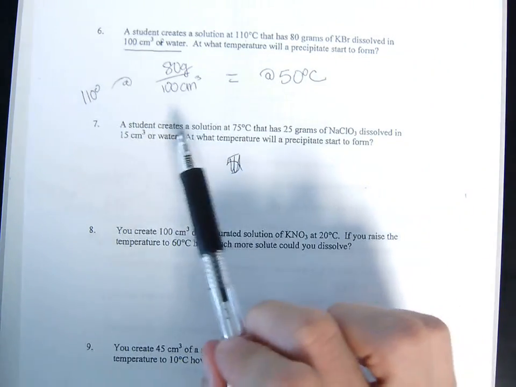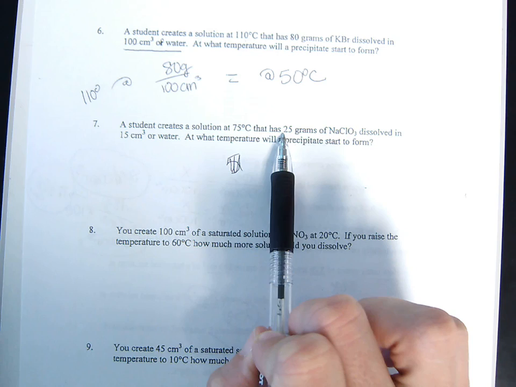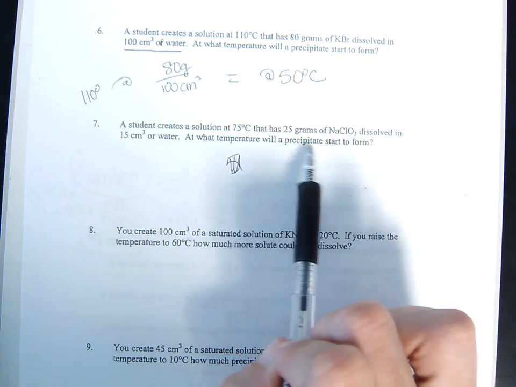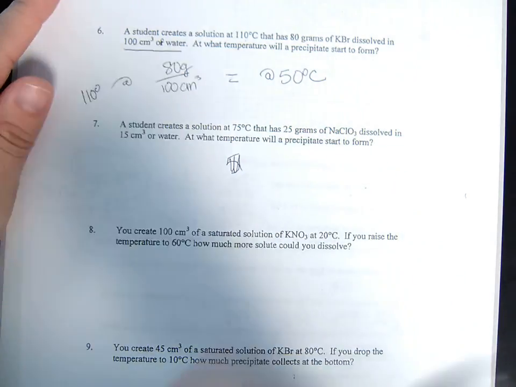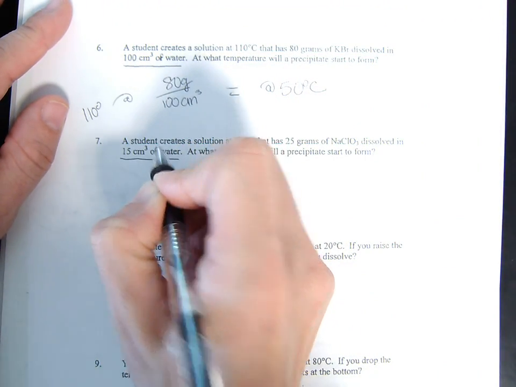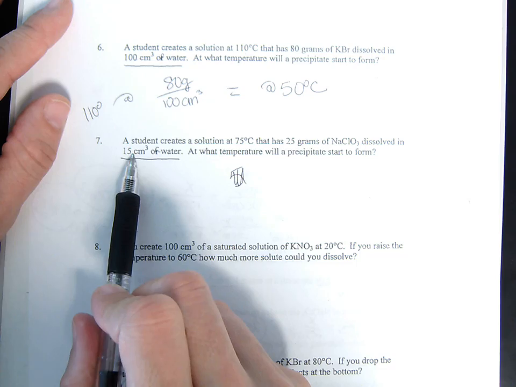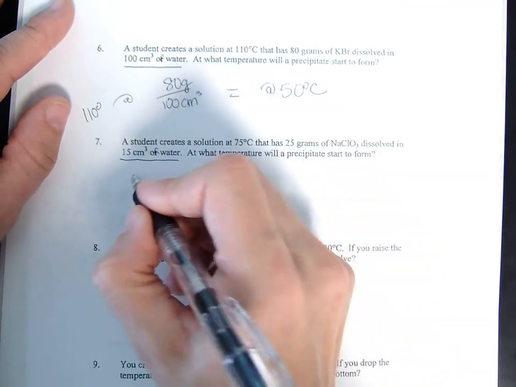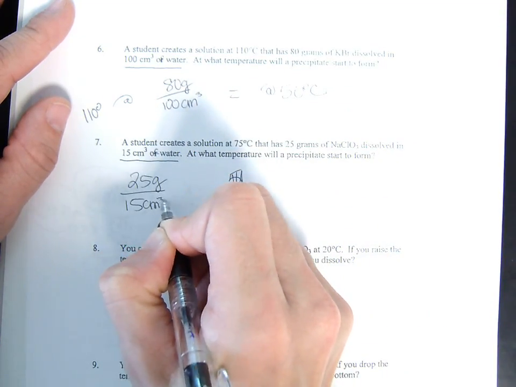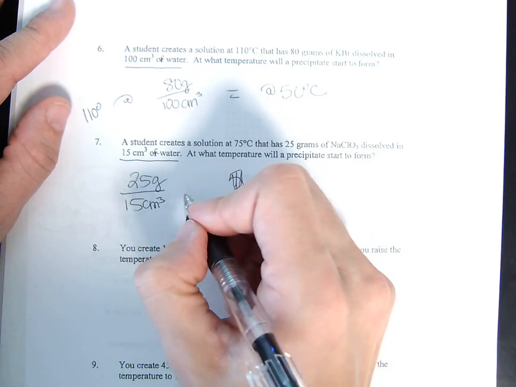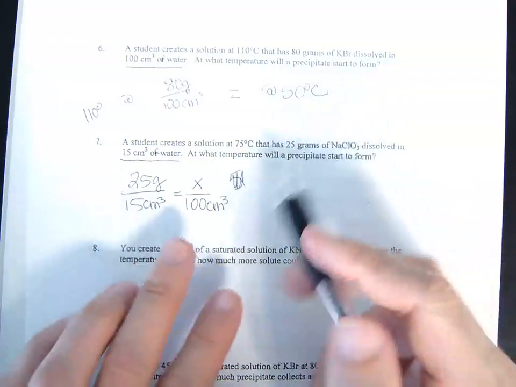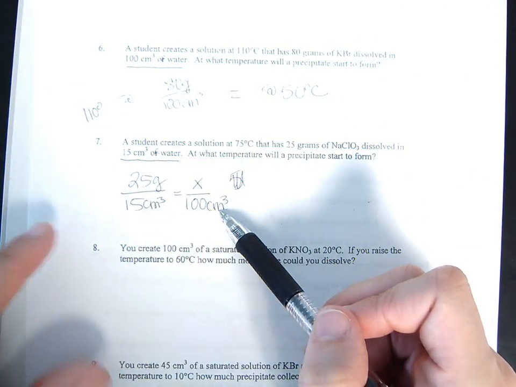This one's tricky too. A student creates a solution at 75 degrees that has 25 grams of NaClO3 dissolved in 15 cubic centimeters of water. At what temperature will a precipitate start to form? So it's the same process as this one, except this time it's 15 cubic centimeters of water, not 100. So what we need to do first is, it says 25 grams of the substance is dissolved in 15 cubic centimeters of water. So what we want to do is convert that to grams per 100, because that's what our graph shows us. Our graph shows us grams per 100. So I need to convert that first before I can do anything else.